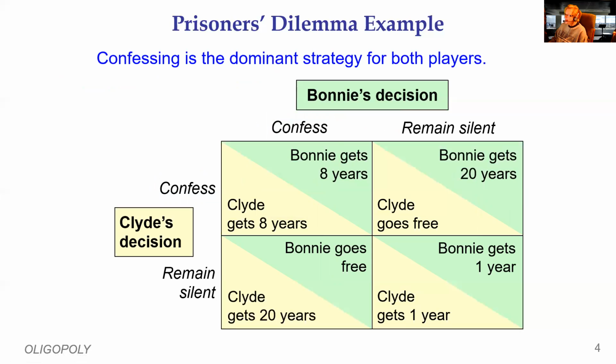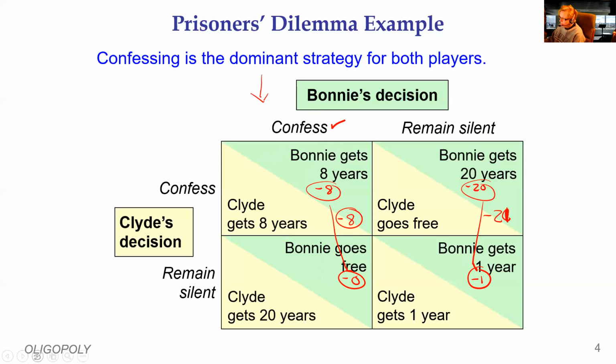Okay, so confessing is the dominant strategy for each player. And again, how do we know that? So I'm going to just do this a little more quickly this time. Again, -8, -20, -0, -1. So for Bonnie, we're going to look at it in terms of our columns in the green. -8 and -0 makes a -8. -20 and -1 makes a negative 21. So I know that her dominant strategy has to be on the left-hand side, which is confess.